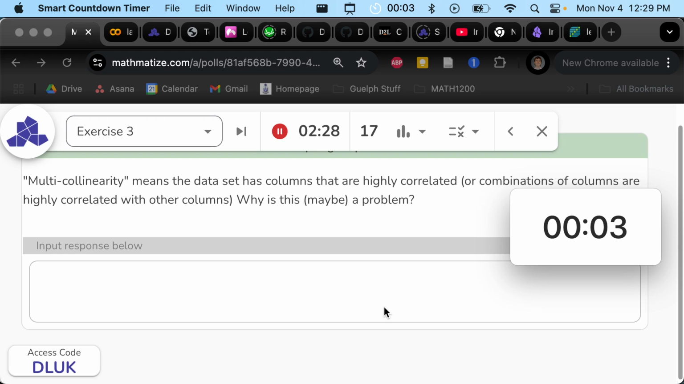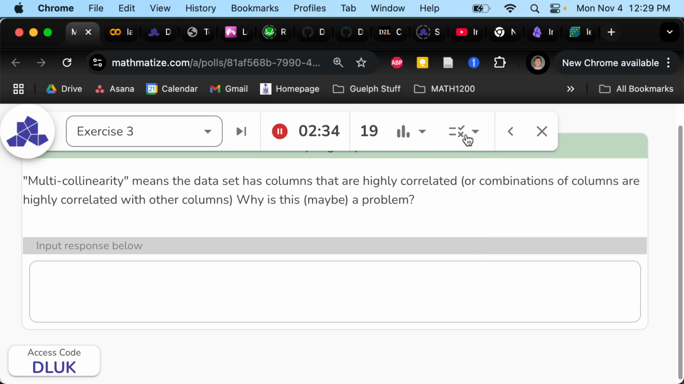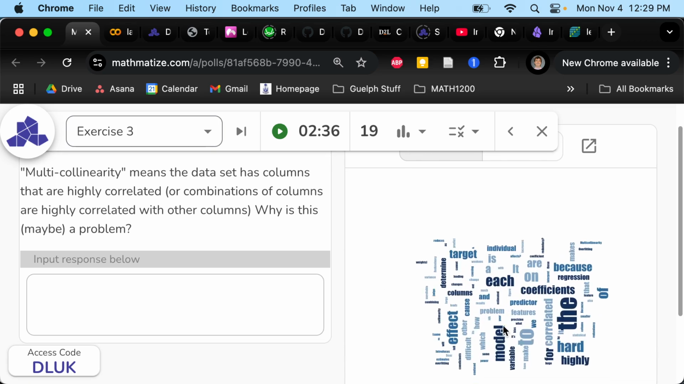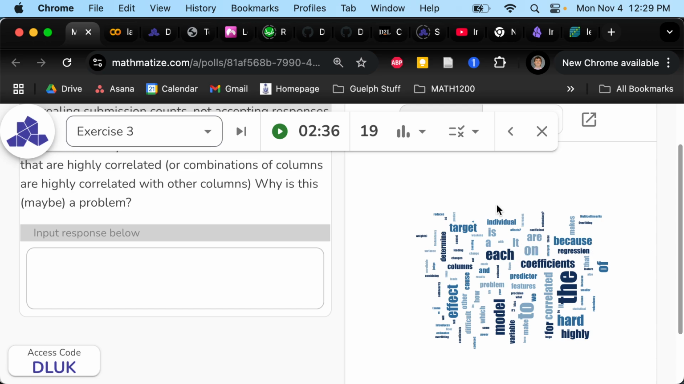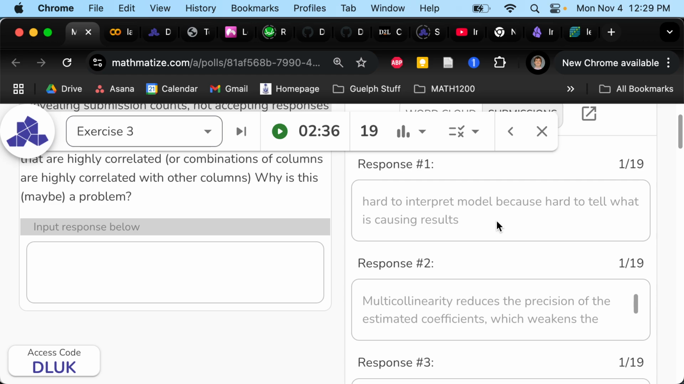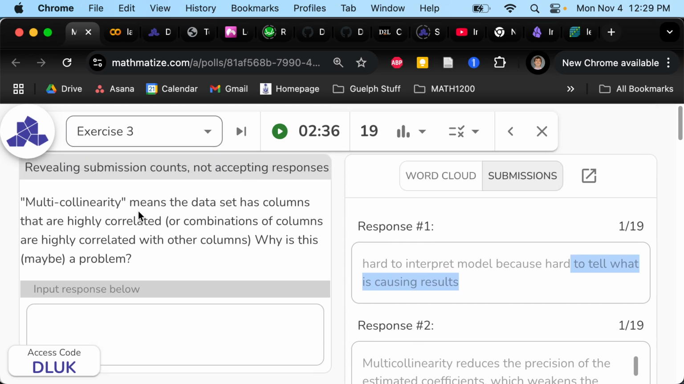Okay, final few seconds for the last few people. Let's see what people said. Okay, I like this. Effect on coefficients, these are the big words. This is the right kind of thing. Hard to interpret the model because it's hard to tell what is causing the results. Very nice answer. I think the main thing about highly correlated columns is it makes the credit assignment problem hard.